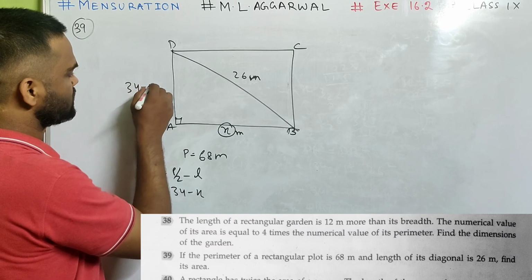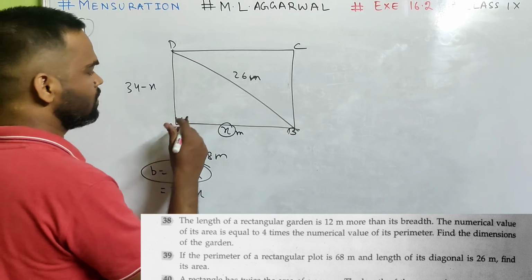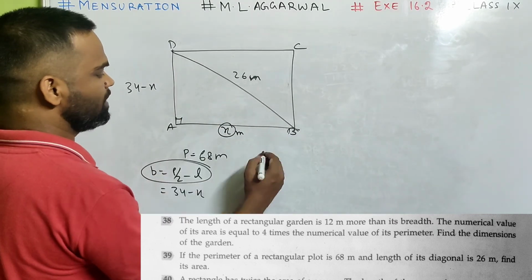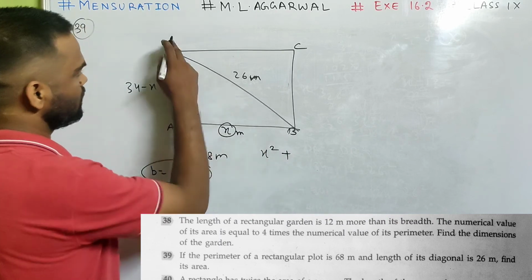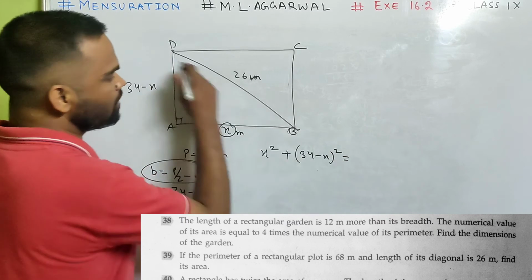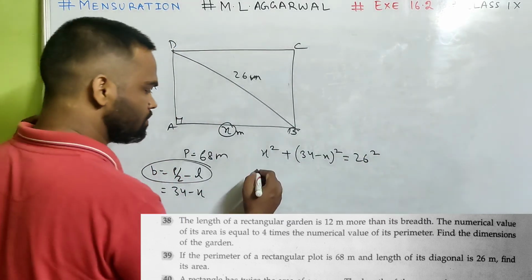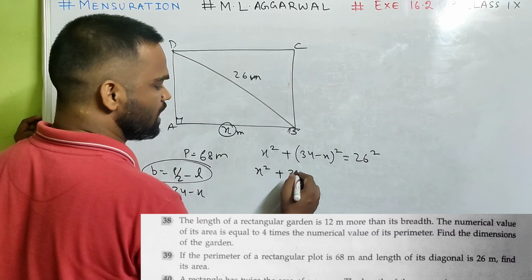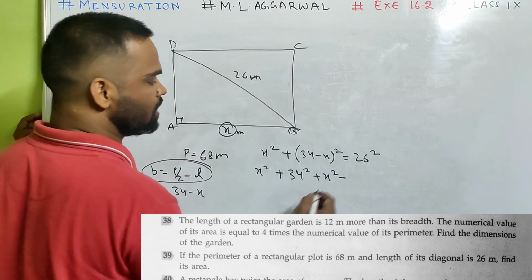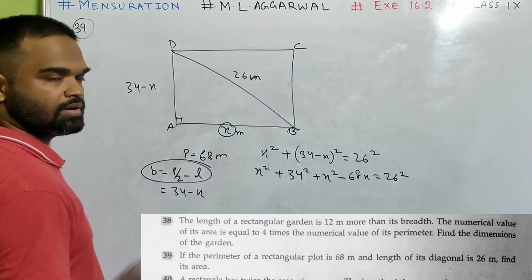So this is 34 minus x. We know breadth is P by 2 minus l. Now, if we use Pythagoras theorem in triangle ABD, so AB square, which is x square, plus AD square, which is 34 minus x whole square, is DB square, which is 26 square. Done? So x square plus, this is a square plus b square minus 2ab, which is 2 into 34, 68x, equals 26 square. Done?